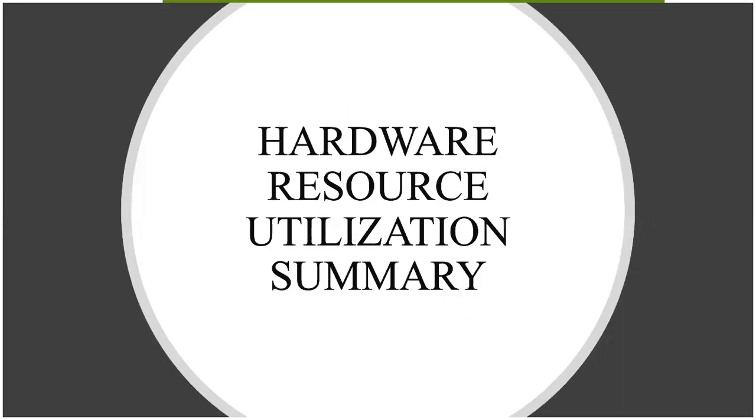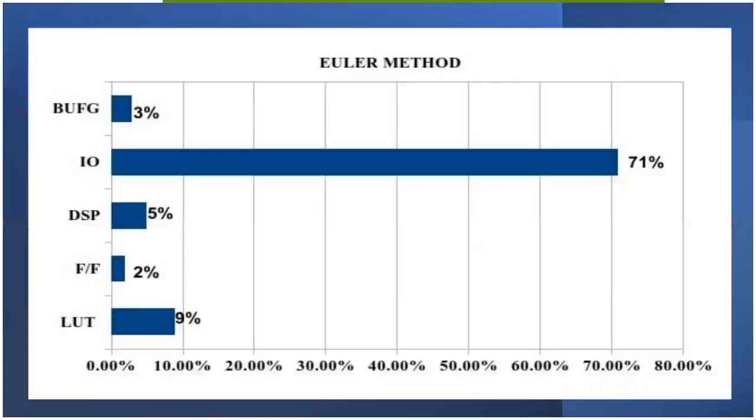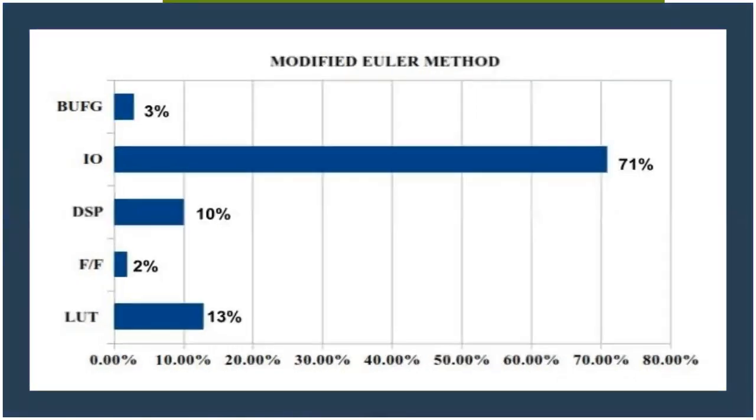Let's start the hardware resource utilization summary, in which we have used the Zynq 702 FPGA board, through which we gained some of the results of the area consumed by our hardware accelerator in case of Euler as well as the modified Euler method. So buffer gate, input output, and also the flip-flop are the same for both the Euler as well as the modified Euler method.